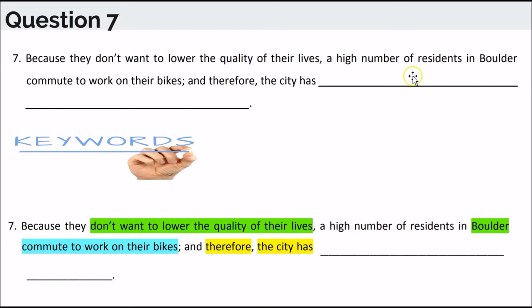In question 7, again, we are given information on the Boulder community, the place Boulder in Colorado, US. We know that in Boulder, they commute to work on their bikes, and therefore the city has something. What does the city have is the question. So for this, let's have a look at the keywords. They don't want to lower the quality of their lives is key information for us. A high number of residents in Boulder commute to work on their bikes. This is another key information. So bike, we're looking for the word bike, and therefore the city has, and the gap comes here.